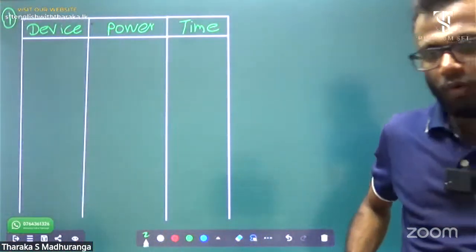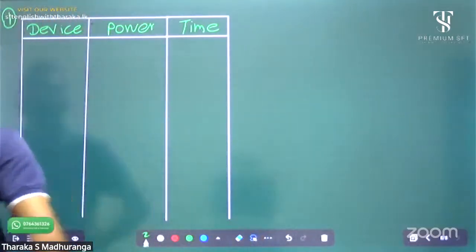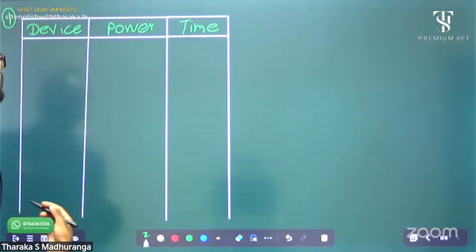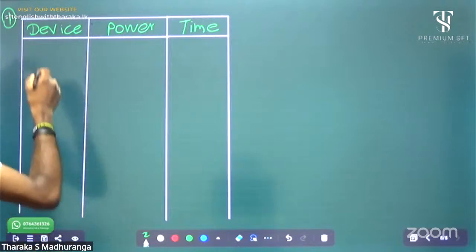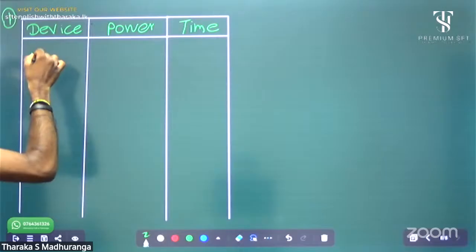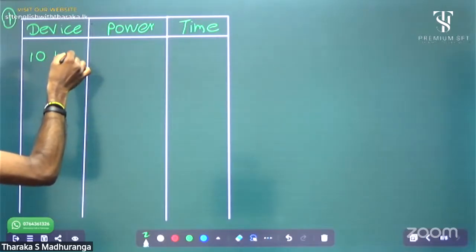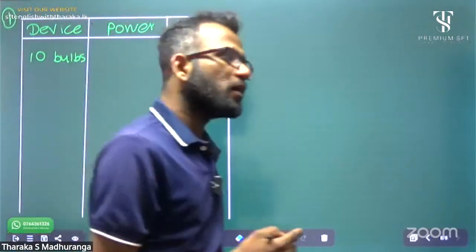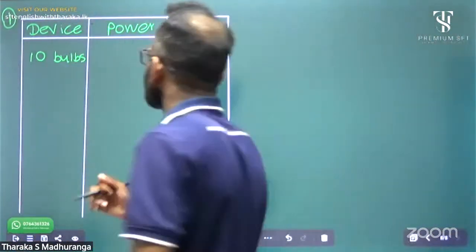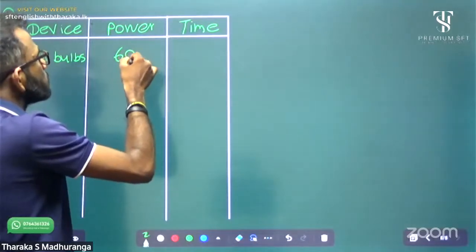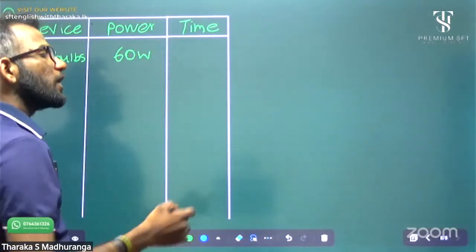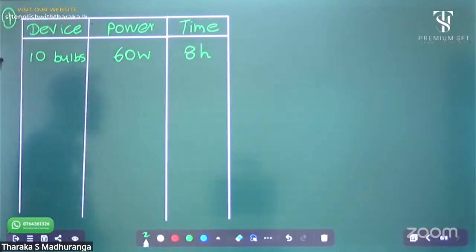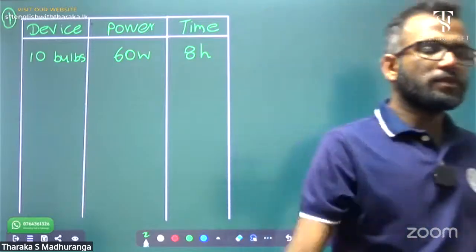In a particular home, these are the electric devices they have used. First, they have used 10 bulbs. Per one bulb, 60 watt. 60 watt bulbs. Time: 8 hours per day. Okay, that's a type of exam question.